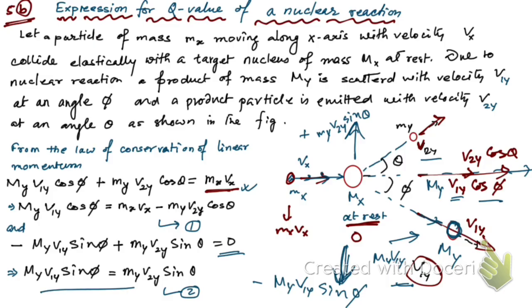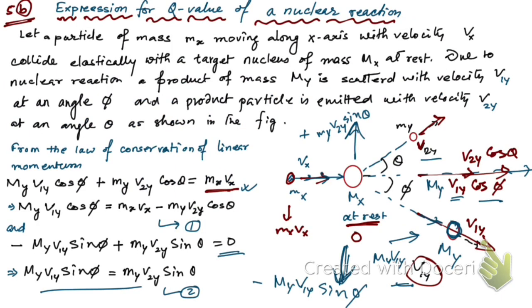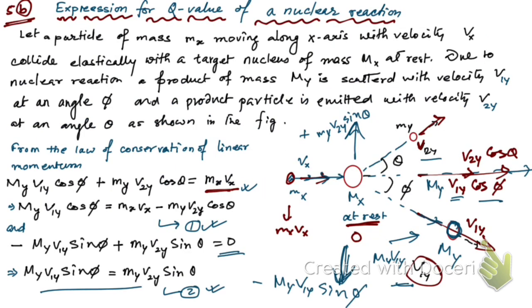And if you simplify this, then you're going to get this equation number 2, right? So now let me go to the next slide. Here you see we have squared equations number 1 and 2 and then added them. After squaring these two equations and adding, we have got this relation, right? So you can check yourself.